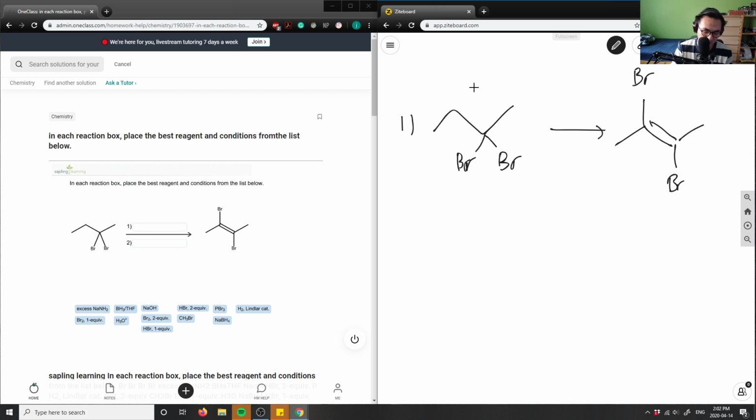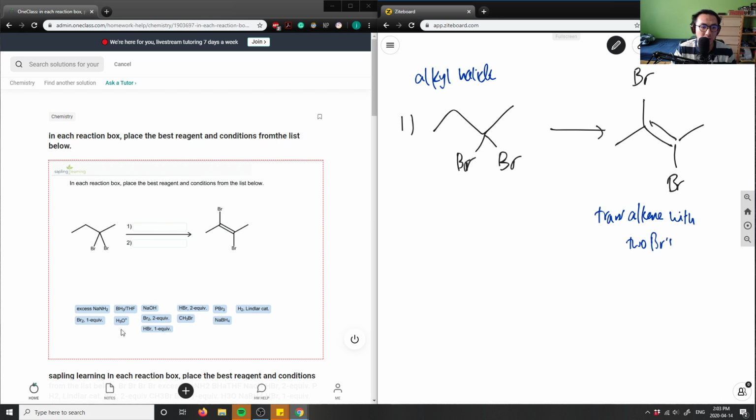So again, what we have here is an alkyl halide. I want this to be an alkene with bromides, so it's also an alkyl halide, but you can say there's a trans alkene with two Brs, or two bromines. So which reagents would get us there? Let's look at the box here.